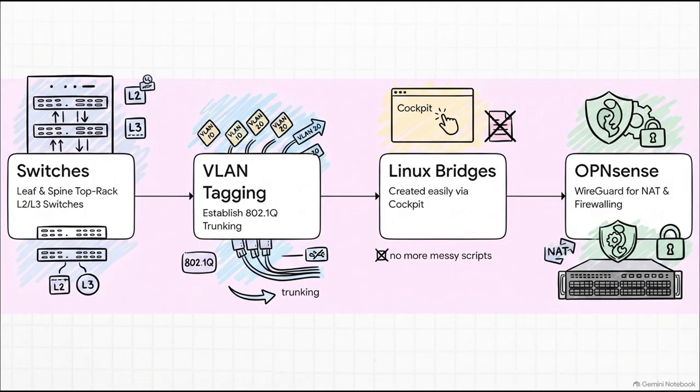We start right at the top with leaf and spine top-of-rack Layer 2 and Layer 3 switches. Through these, we establish our 802.1Q trunking to securely tag our VLANs. Next up, we use that Cockpit tool I just mentioned to create our Linux bridges with a single click. That means no more fighting with messy, error-prone legacy NetworkManager scripts, thank goodness. Finally, we route the whole setup through an OPNsense and WireGuard server, deployed on a super robust Supermicro BigTwin system. This securely NATs and air-gaps our tenant traffic, which is absolutely perfect for a multi-tenant cloud environment.